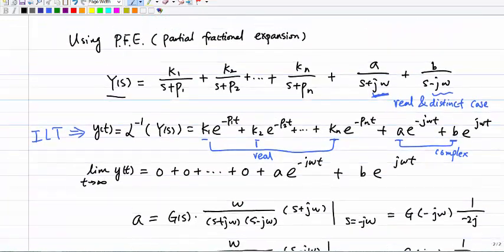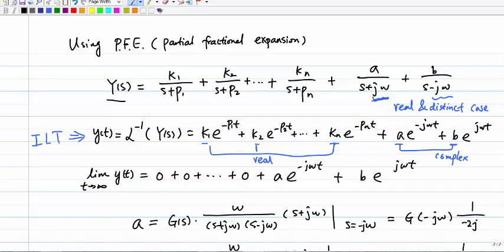So as t goes to infinity, the limit of the exponential will be 0, this will be 0, this will be 0. So all this part will be gone, it's all 0. We only have two terms left: a times e to the minus jwt plus b e to the positive jwt.